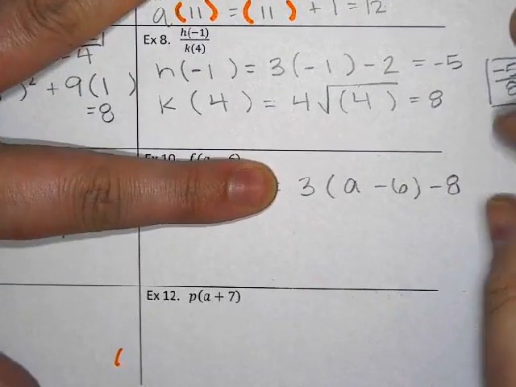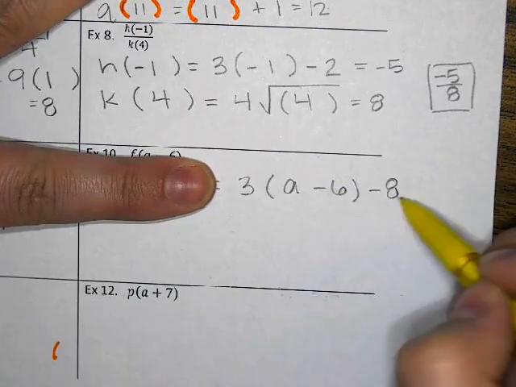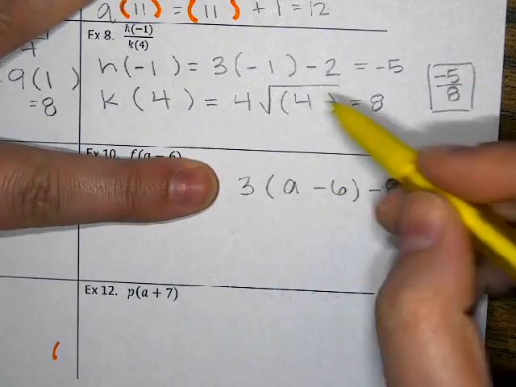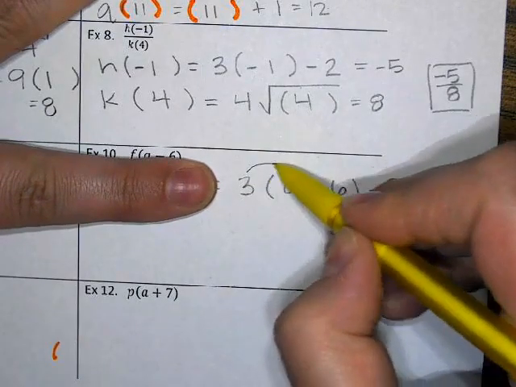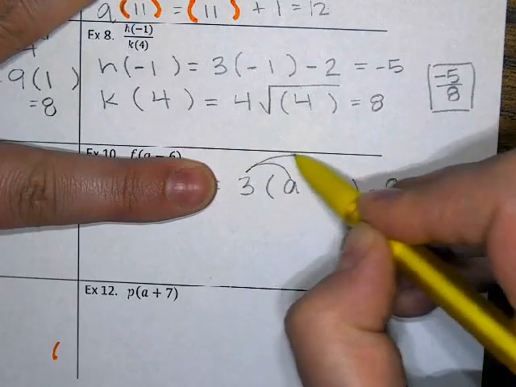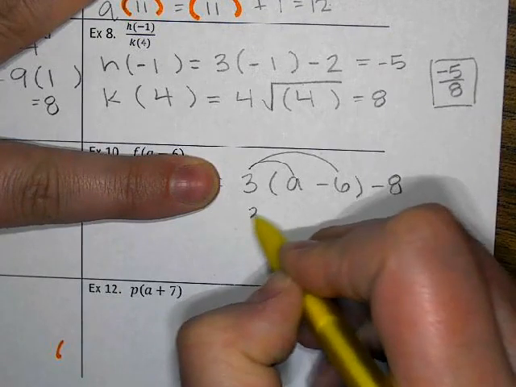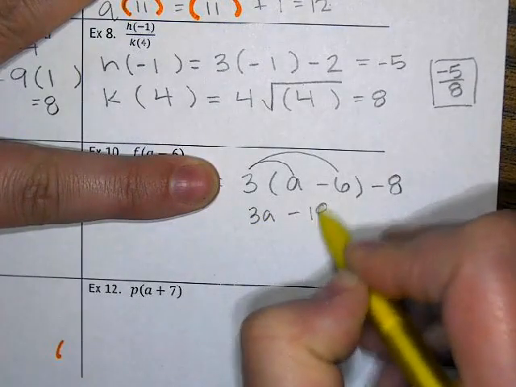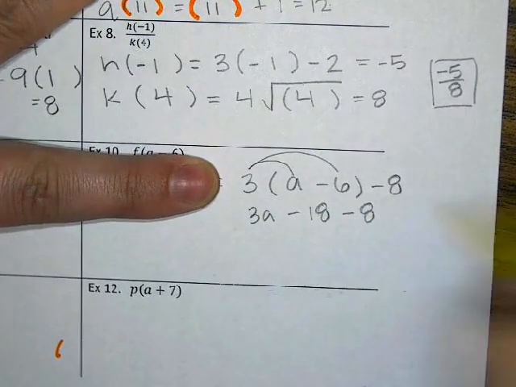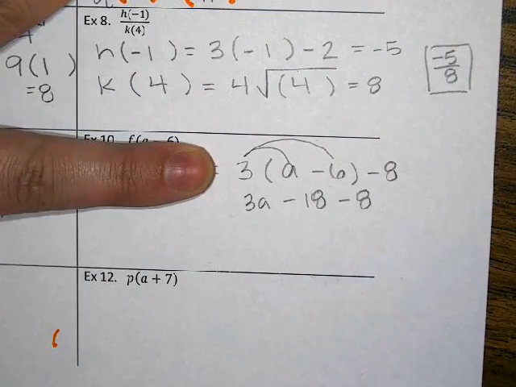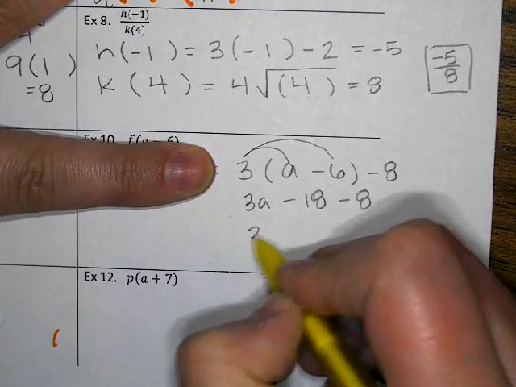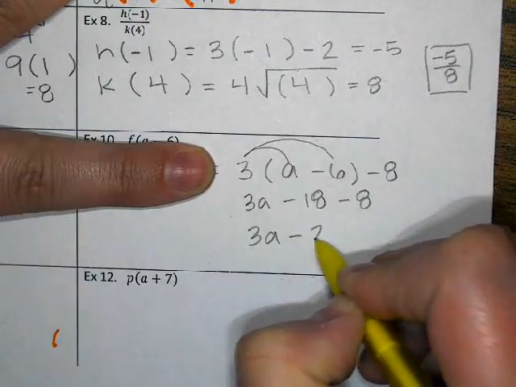I'm going to take the number in front and I'm going to multiply it by what's inside the parentheses. So I'm distributing 3a minus 18 minus 8. And now I can go ahead and combine like terms. So 3a minus 26. And that is my final answer.